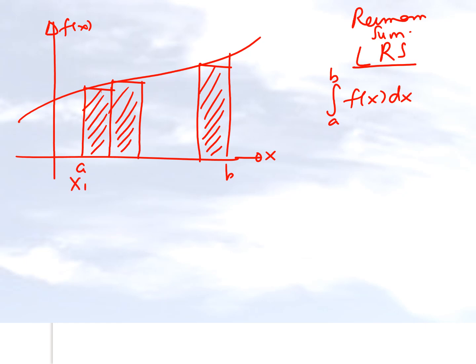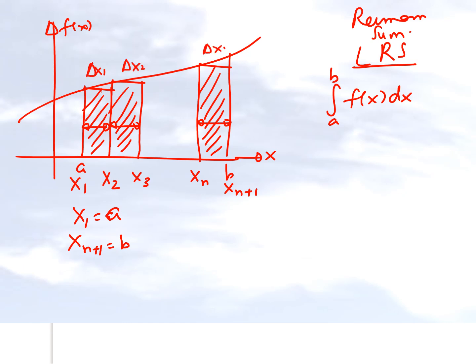So let's suppose we call this x1, we can call the next one x2, next one x3, this one xn, and the last one xn plus 1. So basically your x1 is a and your xn plus 1 is b. Now keep in mind that the widths of these rectangles do not necessarily need to be the same size. So let's suppose this is delta x1, this is delta x2, and this is delta xn, the widths of these rectangles right here.